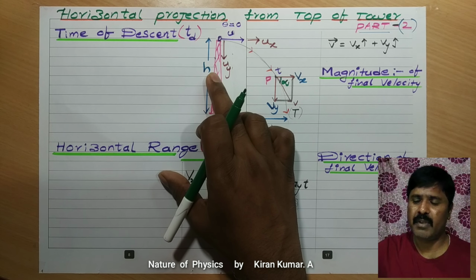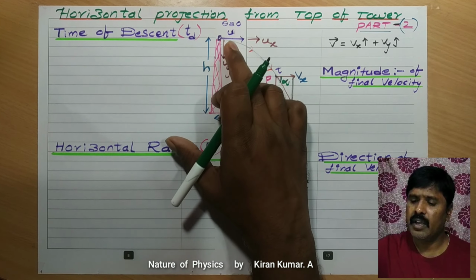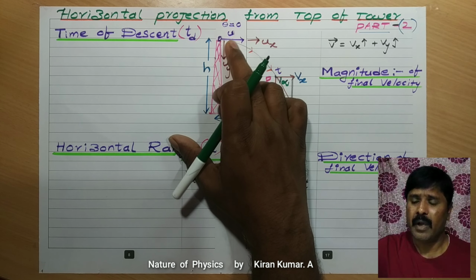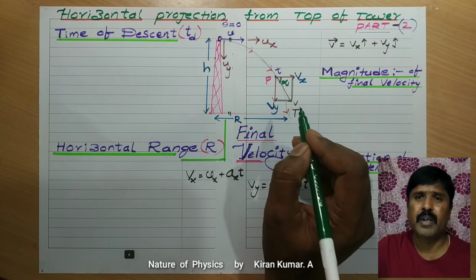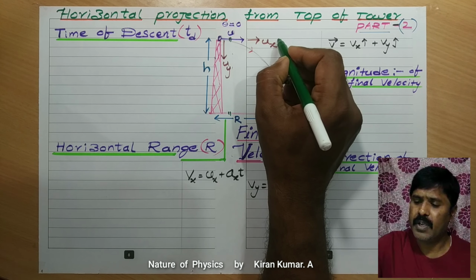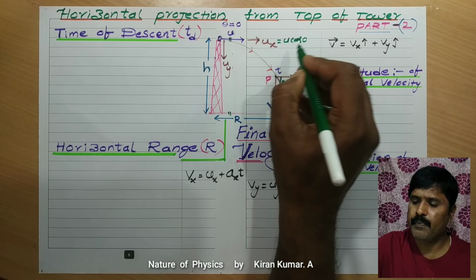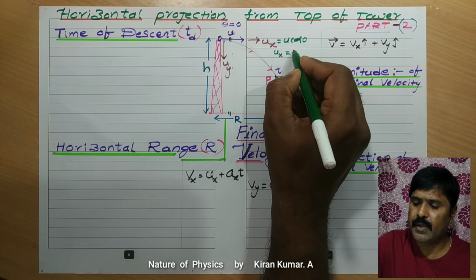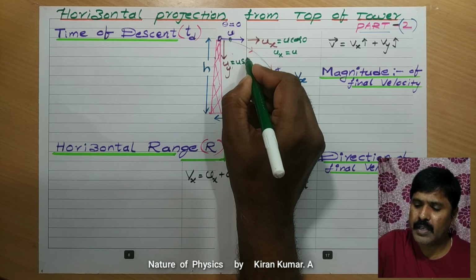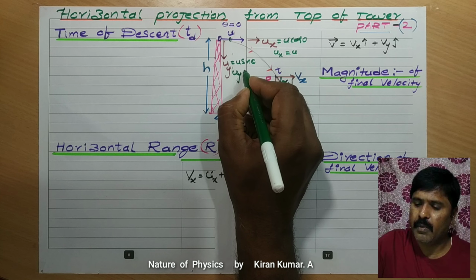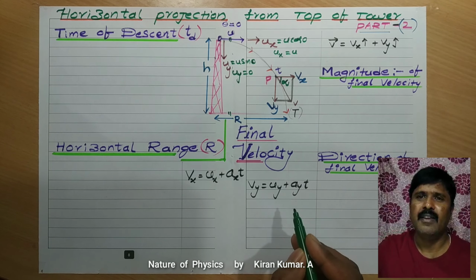H is the height of the tower, student, and R is the horizontal range. Initial velocity u, and initially theta is equal to 0. This is parallel to the ground, student, and the initial velocity resolves into two components. Horizontal initial velocity u cos 0, so I got ux is equal to u cos 0 is equal to 1, and uy is equal to u sin 0, student. So I got uy is equal to 0 because sin 0 is equal to 0, 0 into anything is 0.